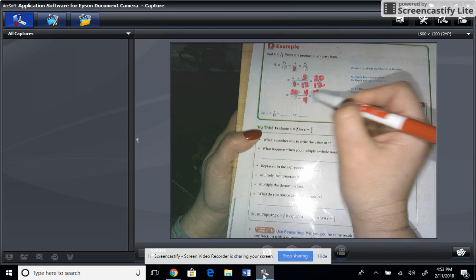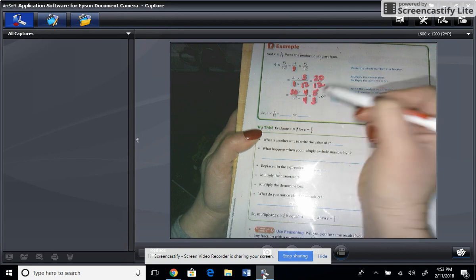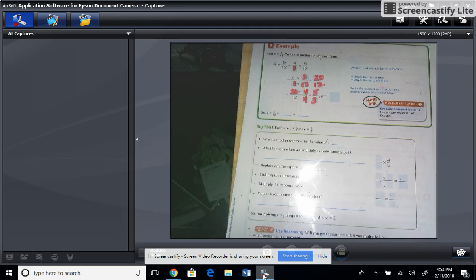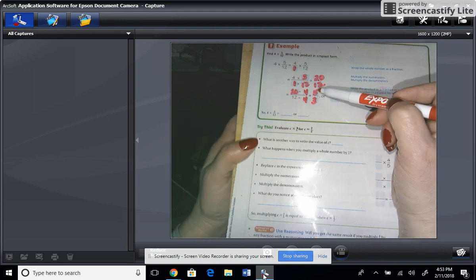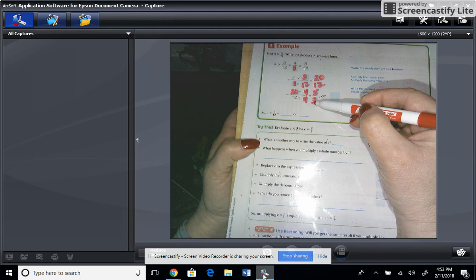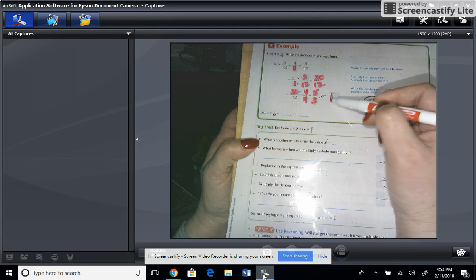Now I've got still an improper fraction that I have to change to a mixed number. How many 3's can go into 5? 1. And what do I have left over? Minus 3. I got 2/3 left over.